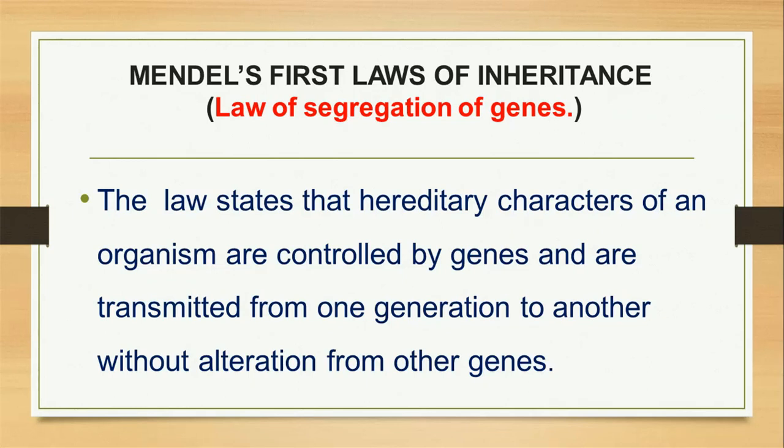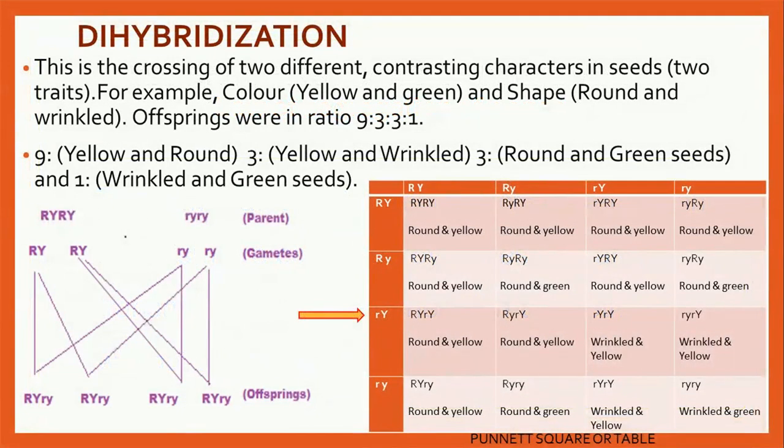Take note. Now let's look at dihybridization. This is the crossing of 2 different contrasting characters in seed. In the first one, monohybrid, mono means 1, we talked about a single character. In dihybridization, di means 2, and so we are talking about 2 different characters. Here we have color and shape, and color can be contrasting as well. So we have yellow and green, shape can be round and wrinkled, and so on. So now at the end of all the work he did on this dihybridization, he came up with offsprings which are in ratio 9:3:3:1.